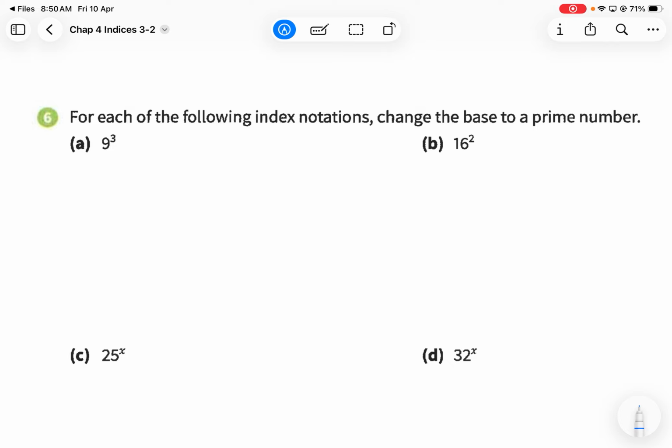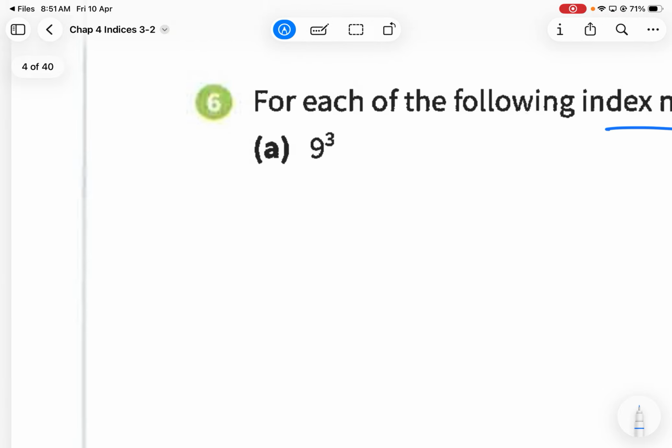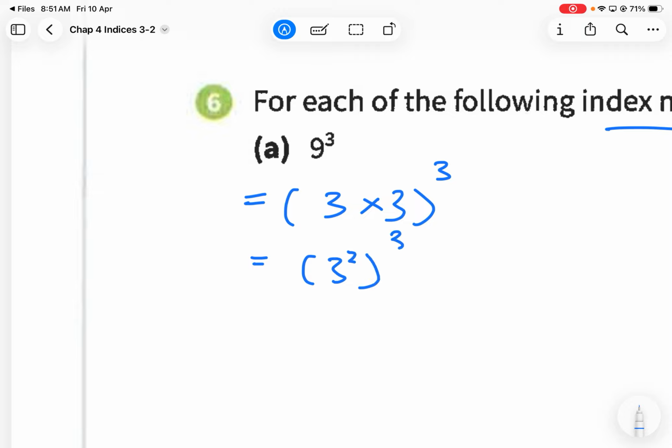Okay, for question 6, for each of the index notations, change the base to a prime number. So what they mean is, 9 is not a prime number. I want to change 9 to a prime number. So what is 9? 9 is actually 3 times 3, or 3 squared. So it will become 3 to the power of 6. This is what they want us to do.